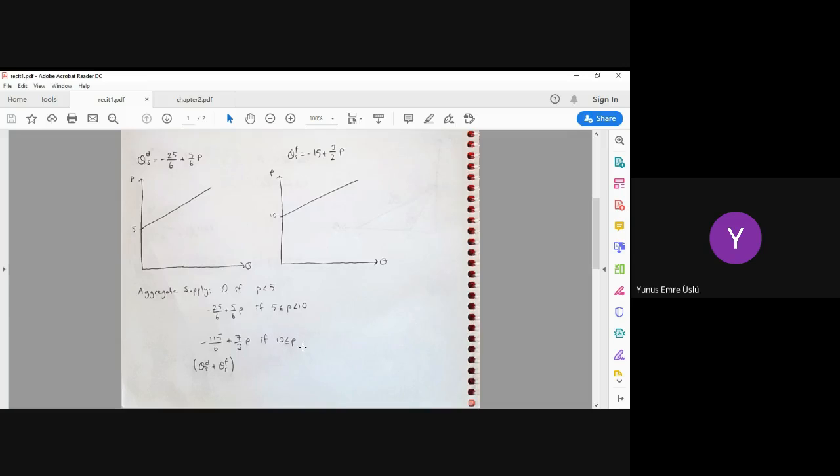If the price is greater than 10, both suppliers will produce that good. So we can just sum up both supply equations. If we sum them, we will get this. If the price is over 10, this is the aggregate supply. This is our aggregate supply function.